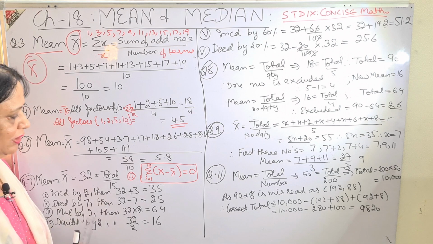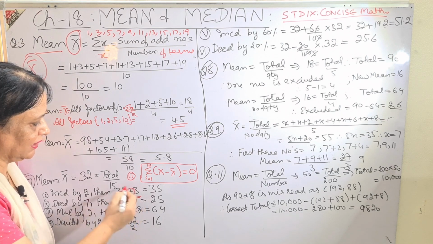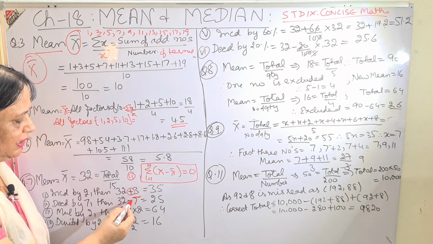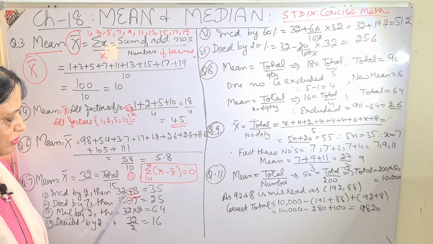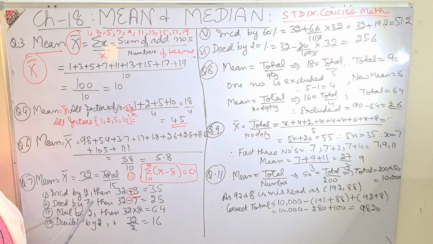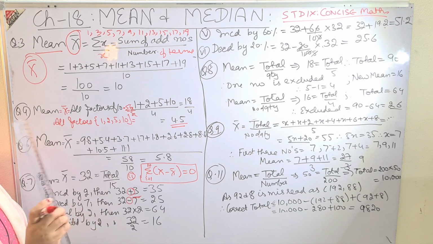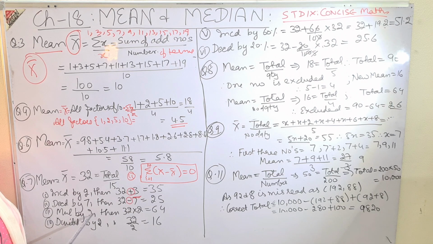So 32 plus 3 will be 35, you will plus it. If it is decreased, you will minus it. So 32 minus 7 is equal to 25. The question means if each observation is decreased by 7, then from the mean you have to decrease 7. Decrease means minus 7. Similarly, if multiplied by 2, the mean is to be multiplied by 2; divided by 2 means the mean is to be divided by 2.